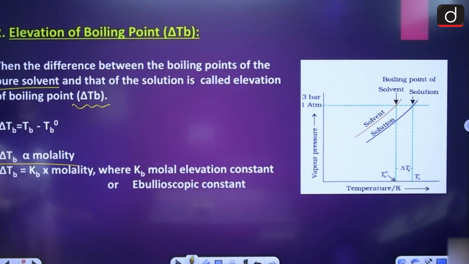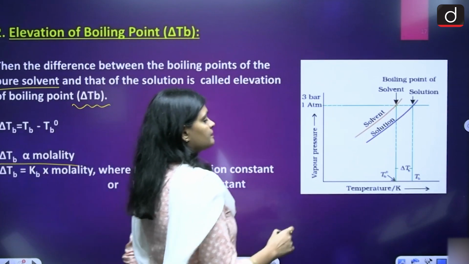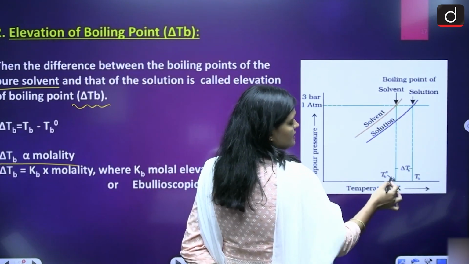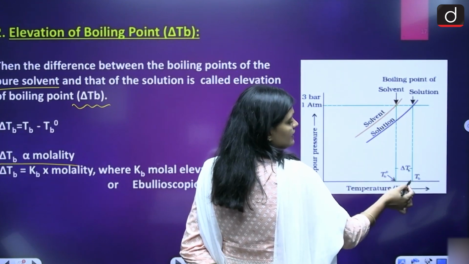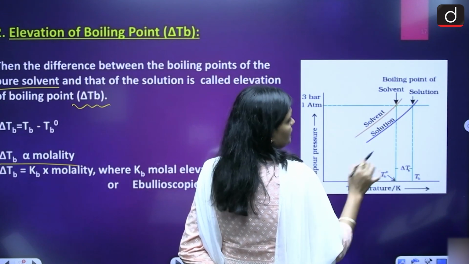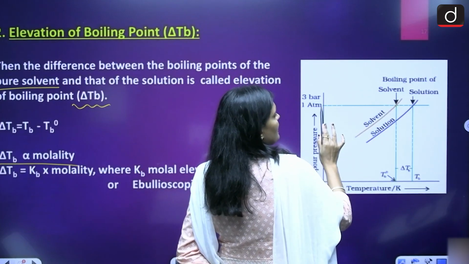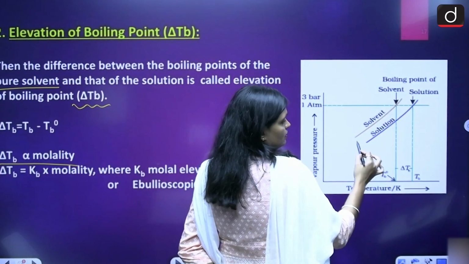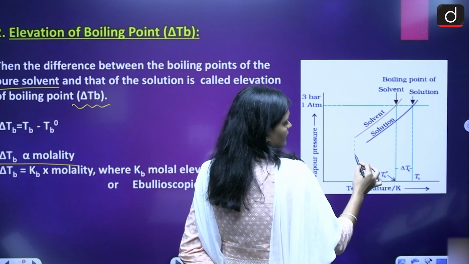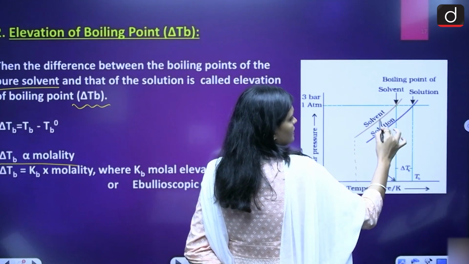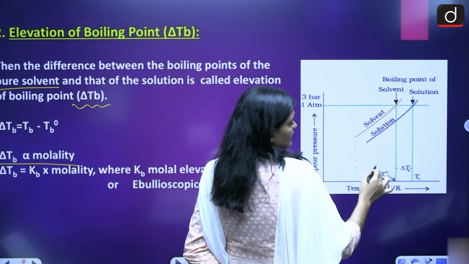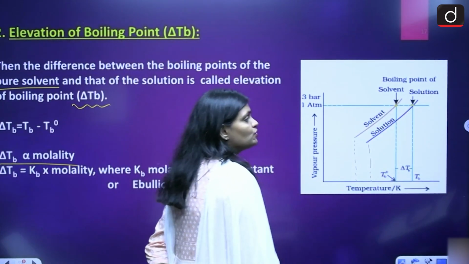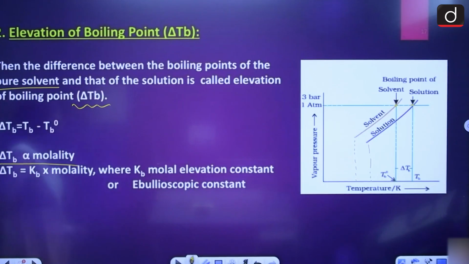Alright, so इस ग्राफ में क्या दिख रहा है? See, the vapor pressure and the temperature. This is the temperature of the pure solvent. This is the temperature of the solution, right? Now at 1 atmospheric pressure, here the solvent temperature is increasing and this is the solution temperature. So you will see there is a change in the temperature.